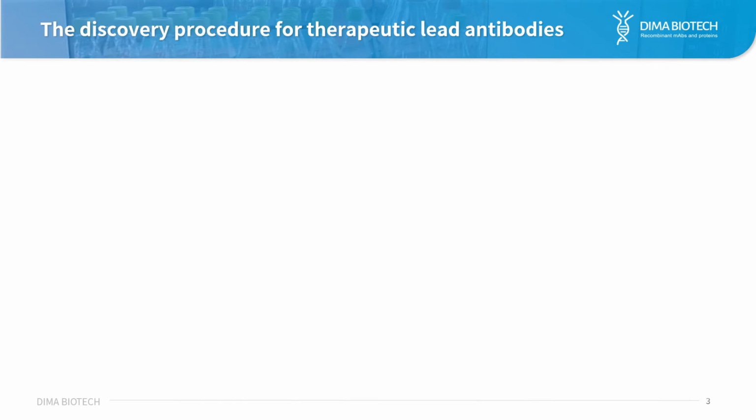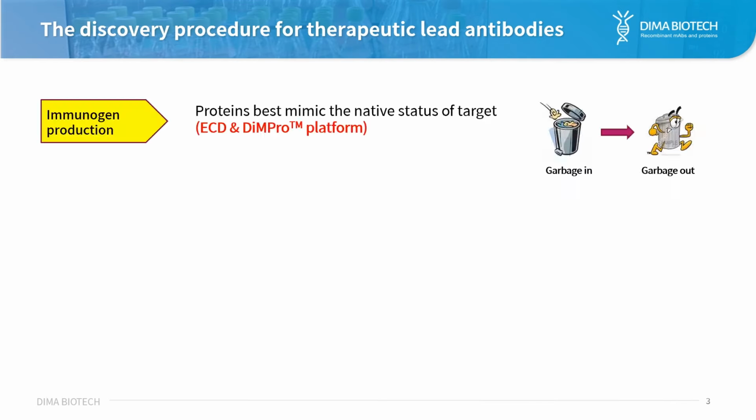Let's start from the discovery procedure for the therapeutic lead antibody. There are several key steps. The first and most important step is the preparation of immunogen. Because we are developing functional antibody, the quality of the protein used as immunogen is very important for the final success. For this step, we have our own ECD and DimPro platform, which are specially designed for the membrane proteins.